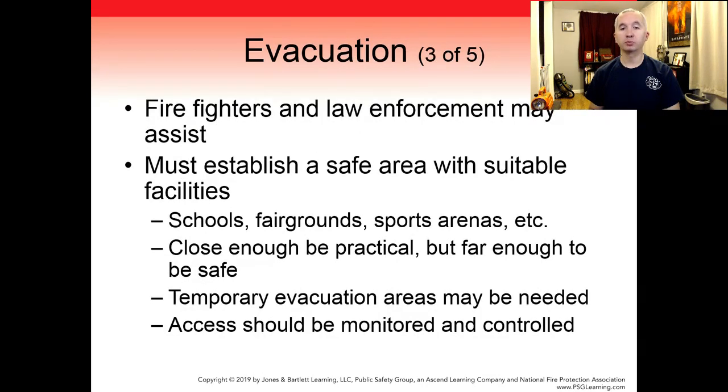Firefighters and law enforcement personnel may be called upon to assist in the physical relocation of residents. A safe area with suitable facilities must be established before the evacuation order is given. Schools, fairgrounds, and sports arenas are often used in this case. Safe areas should be close enough for the evacuation to be practical, but far enough from the incident to be safe. Temporary evacuation areas may be needed until evacuation sites are open and accessible.